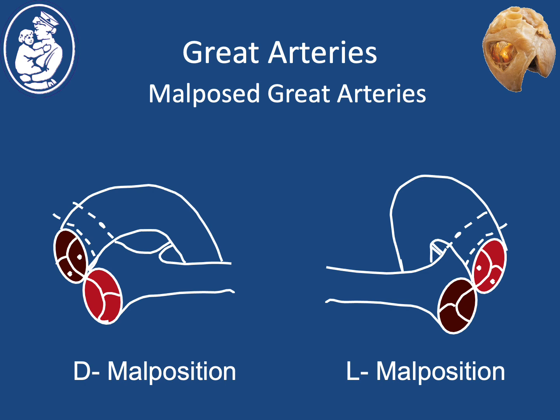Arteries that are not normally related to each other and to the ventricles are called malposed great arteries, or malposition of the great arteries. This typically occurs in abnormalities such as transposition or double outlet or other ventriculo-arterial alignment abnormalities.